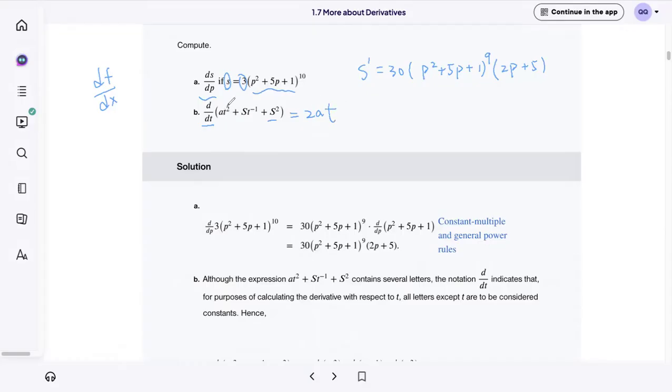For t squared, the derivative is 2t, so a times 2t, 2at. Then minus this, s t raised to -1, that's s divided by t squared. Remember we have x raised to -1. That's s as a number. Then this one is 0. So that's it. The derivative is this. The derivative is in terms of t. The rate of change only considers t.